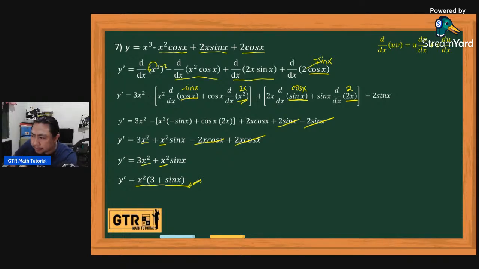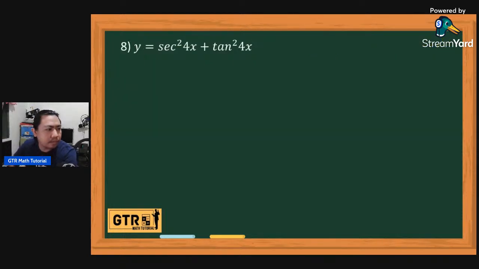Number 8, y equals secant squared 4x plus tangent squared 4x. So before we get the derivative of this, let's use the identity. We have an identity for secant squared 4x. So inspect first if they both have 4x, so we can use the identity.